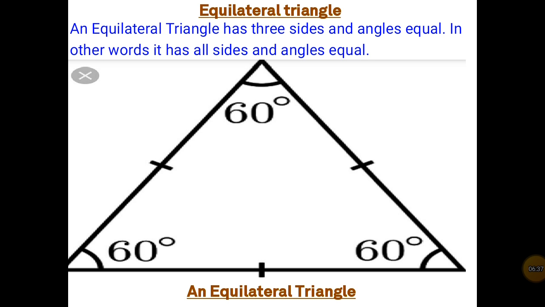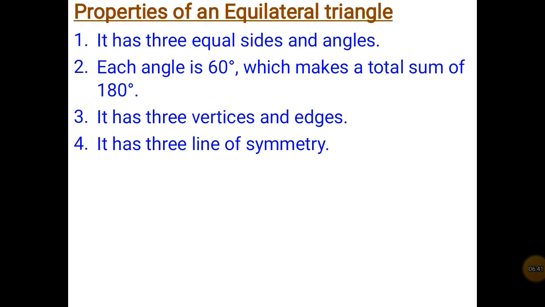Let's look at one or two properties about the equilateral triangle. Number 1, it has three equal sides and angles. Number 2, each angle is 60 degrees, which makes a total sum of 180 degrees. Number 3, it has three vertices and edges.